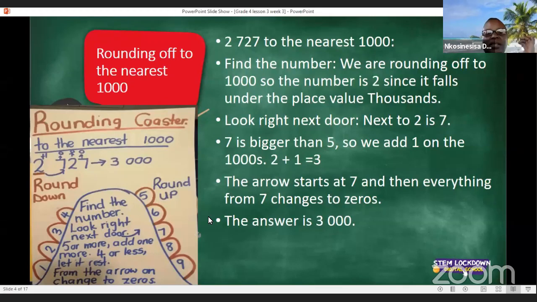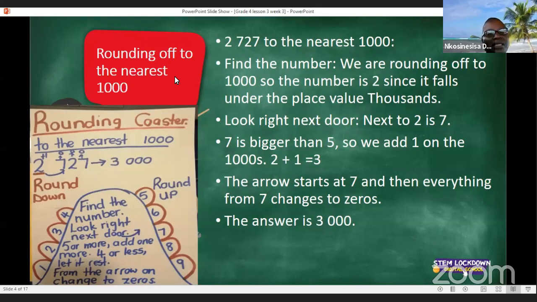So the number, as I said, is 2,727 to the nearest 1,000. The first thing that we have to do is find the number. We remember we're rounding off to the thousands, so on 2,727 you just have to find out which one is the thousands. The number is 2, because the place value of 2 is thousands. After finding the number, we look to the right, next door. The next door of 2 here is 7. So number 1, we find the number.